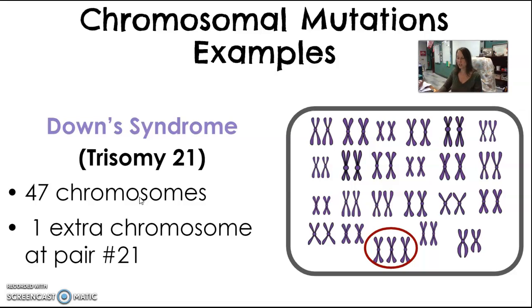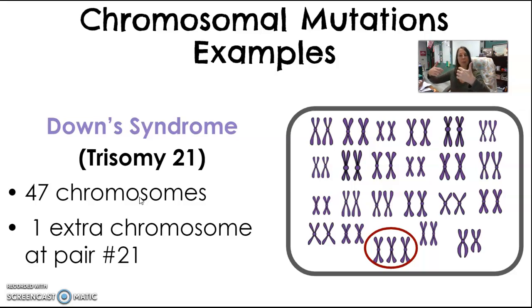Okay, so non-disjunction is when the homologous chromosomes do not pull apart equally. So homologous chromosomes should pull apart equally to have an equal amount in every cell. But in non-disjunction, the homologous chromosomes do not pull apart equally, and you get too many in one cell and too few in another. So I'm going to repeat it again.